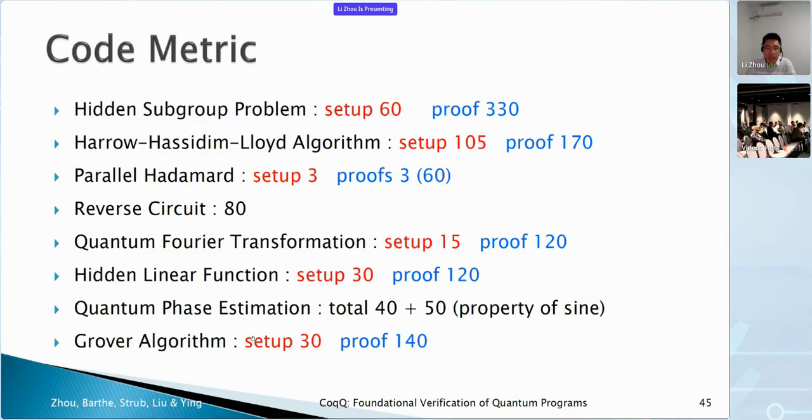Here is a code metric of our examples. We use CoqQ to formally prove the correctness of several well-known quantum algorithms from the literature, including the programs on circuit model and the algorithms with abstract data type. Most of the proofs are about one or several hundred lines of code, a reasonable length compared to the textbook, and shorter than other similar platforms for reasoning about quantum programs.